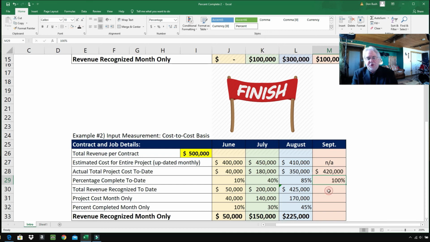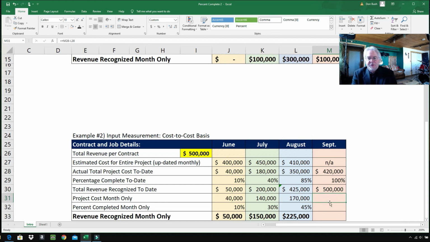And the total revenue recognized to date, well, all the revenue, it's all done. And the project cost for the month only, well, all we're going to do is look here at actual total project cost to date and just find the difference between the two. Back in August, we had spent a total of $350,000. By the end of September, we had spent a total of $420,000, so we must have spent $70,000 during the month of September. Think about it here, $350,000 plus 70 equals $420.